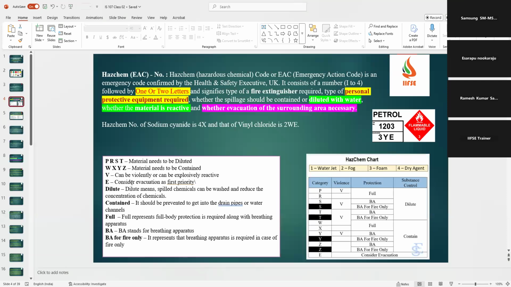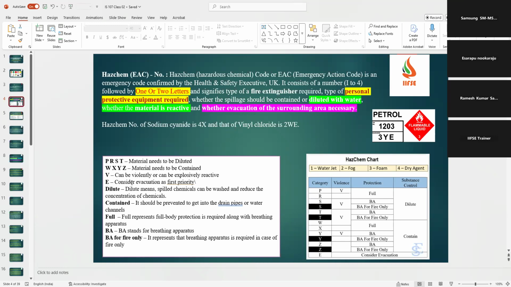So when we talk about HAZCHEM, it's nothing but hazardous chemicals EAC, emergency action code. As I mentioned, it helps us to react in case of any emergency situations. It is an emergency action code confirmed by the Health and Safety Executive, UK. It consists of a number from 1 to 4 followed by 1 or 2 letters, which means one numerical digit and 1 or 2 alphabets.